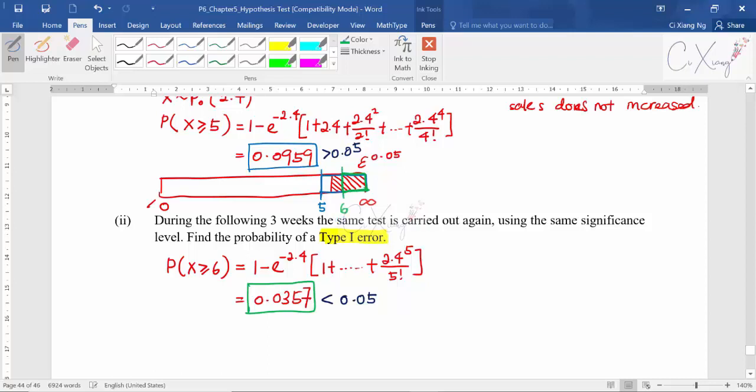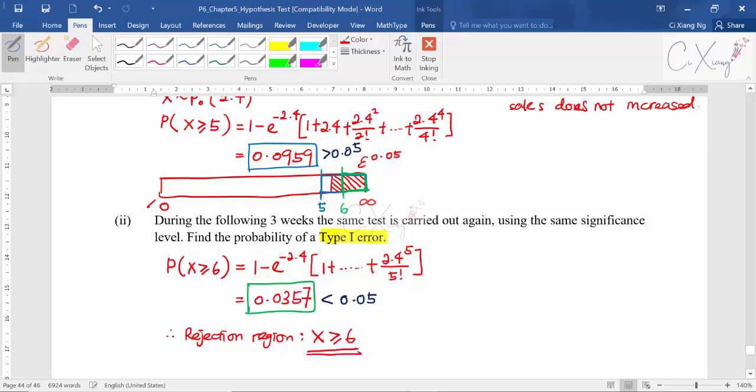If you look at this diagram, from 0 to 5, they fall under the acceptance region, and from 6 onwards, 6 until infinity, it is under the rejection region. So from here you can make a conclusion that the rejection region should be x greater equals to 6.